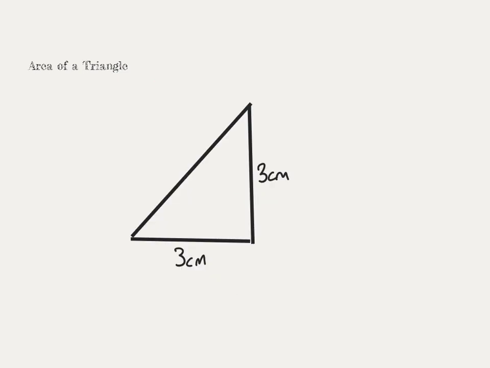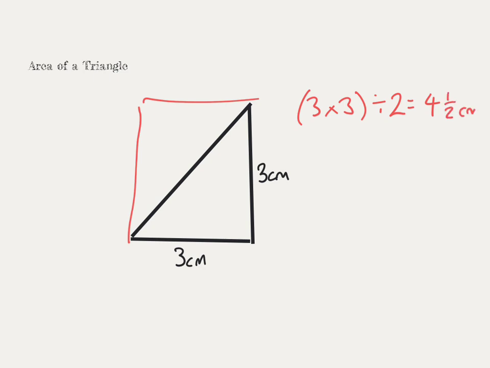So let's use that. So I know the base is 3 centimetres and the height is 3 centimetres. It's the same here. If it was a full thing, it would be a square. We want to find the area of half that square. So 3 times 3 is 9, divided by 2 is 4.5 centimetres squared.